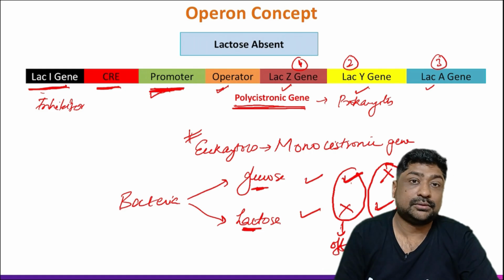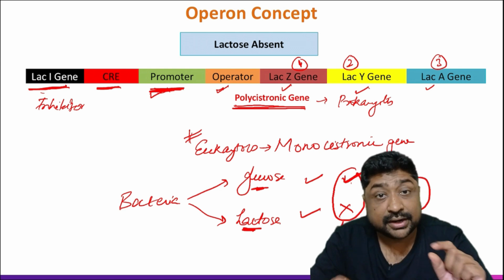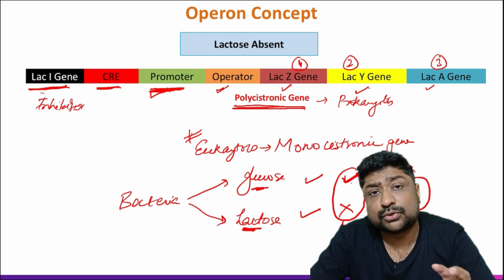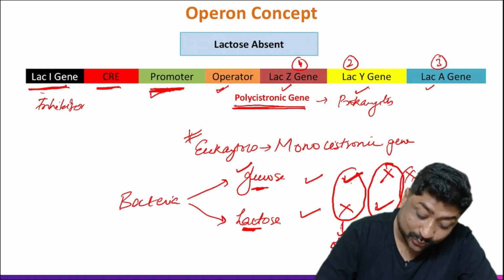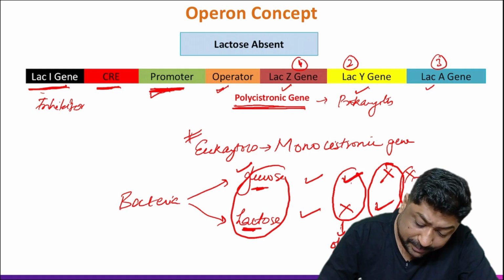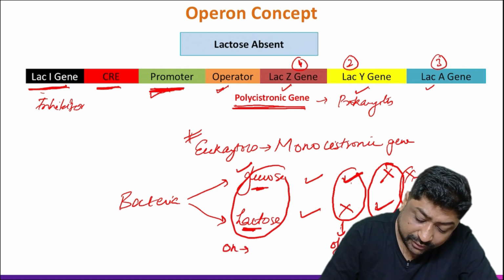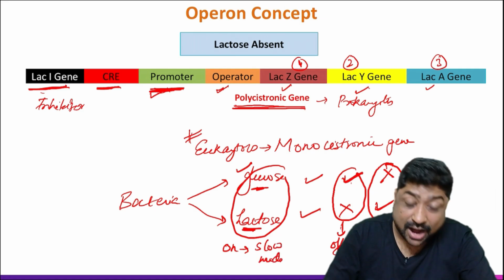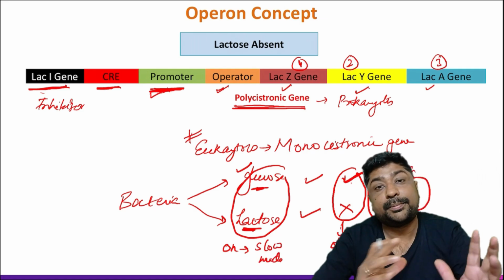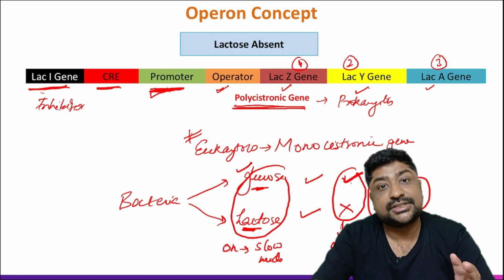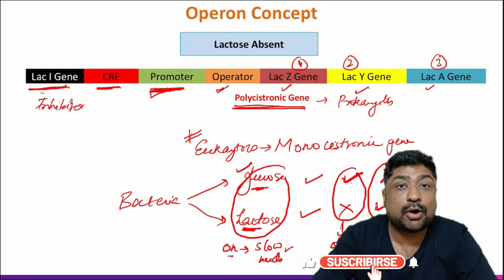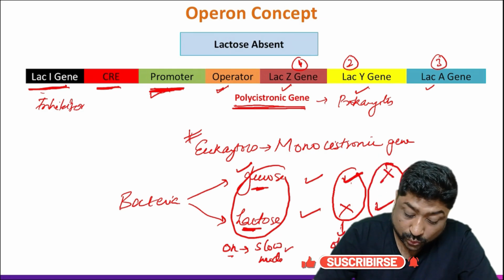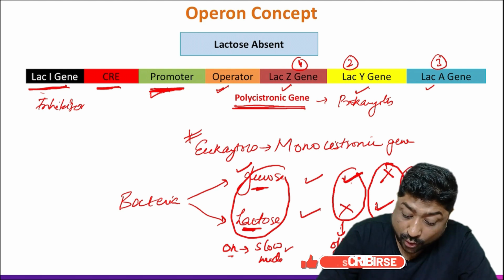When both are present, what will be the preferred source of energy? When in a medium both glucose and lactose are there, the preferred source of energy will be glucose. So in this, it will be on, but it will be on at a very low level. We will see how this gene structure operates so that it achieves this target. So when both are there, the LAC operon will be on, but it will operate in a slow mode. When glucose is there and lactose is not there, it will be off.